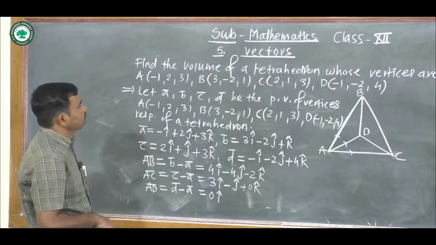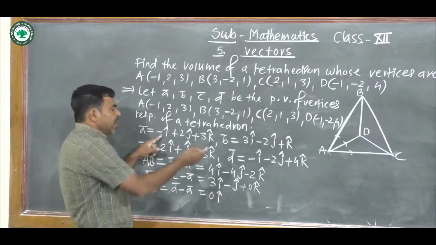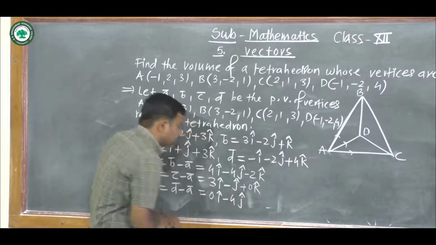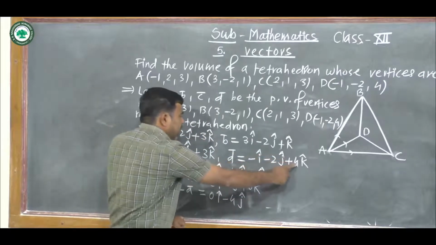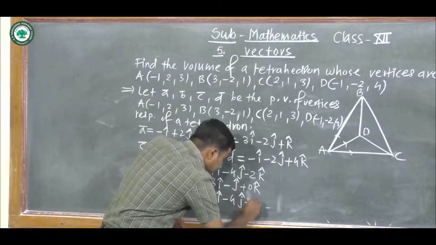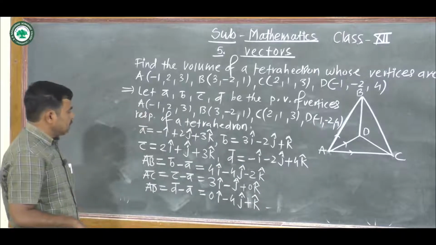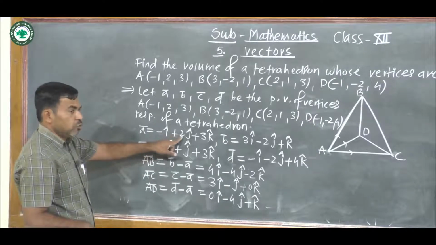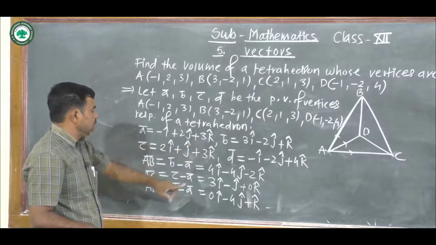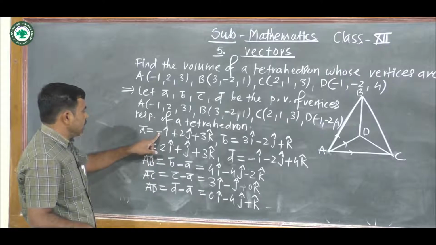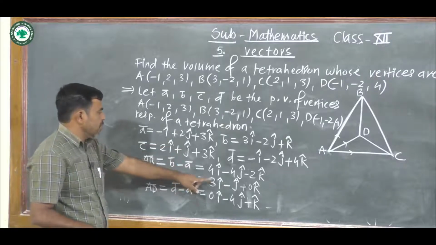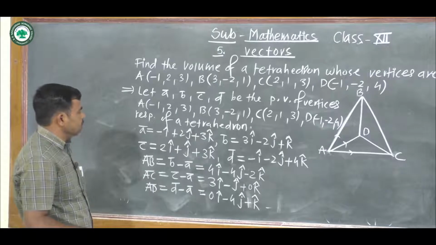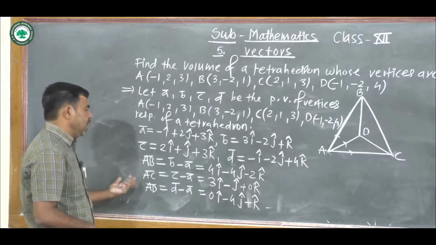Next, D bar minus A bar, minus 2j cap minus 2j cap becomes minus 4j cap. Now 4k cap minus 3k cap is plus k cap. Once again check AB bar, AC bar, AD bar. B bar minus A bar is 3 plus 1, 4i cap, minus 2 minus 2, minus 4j cap, and k minus 3k, minus 2k cap. AC bar, C bar minus A bar: 2 plus 1, 3; 1 minus 2, minus 1; and 3 minus 3, 0. AD bar: minus i cap plus i cap, 0 i cap; minus 2j cap minus 2j cap, minus 4j cap; and 4k cap minus 3k cap, plus k cap.